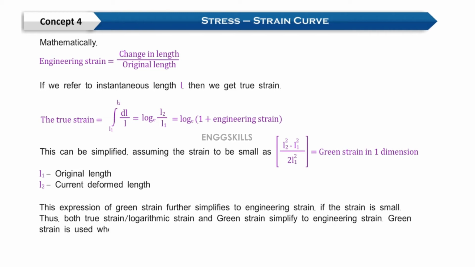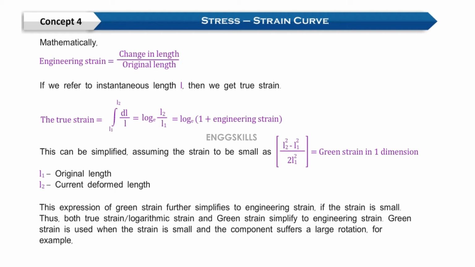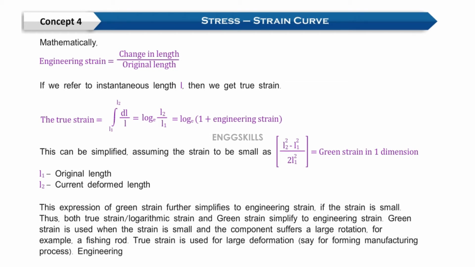Green's strain is used when the strain is small and the component suffers a large rotation, for example, a fishing rod. True strain is used for large deformation. Engineering strain is used only when strain is small.